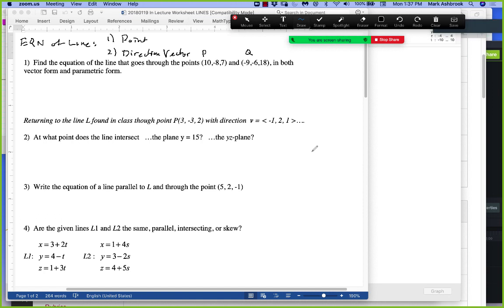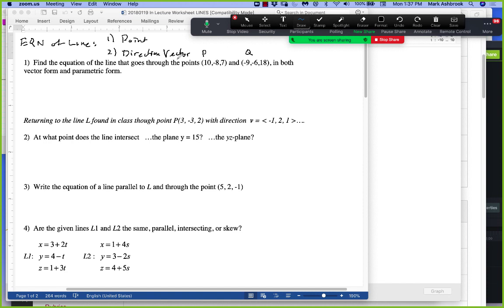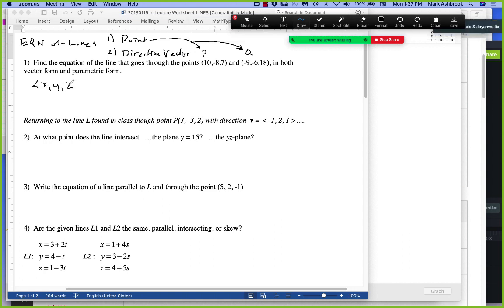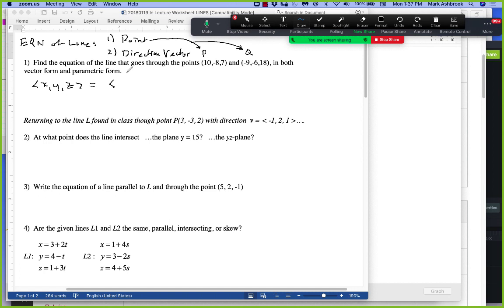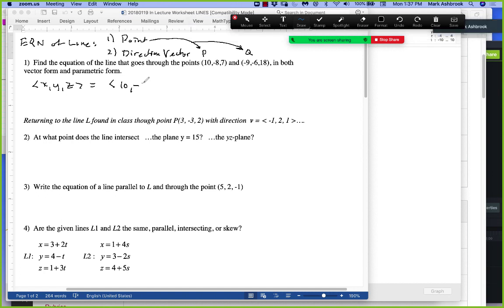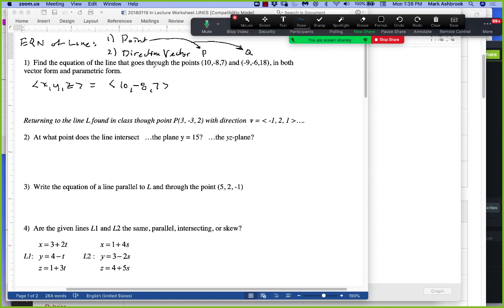Okay, so to write the equation of a line, we need a point and we need a direction vector. In this given information, do we have either of these? Certainly, I have P or Q. Take your pick, right? We said any point on the line will do. I'll pick P, so 10, -8, 7. All right, and then what else do we need to write the equation of the line?